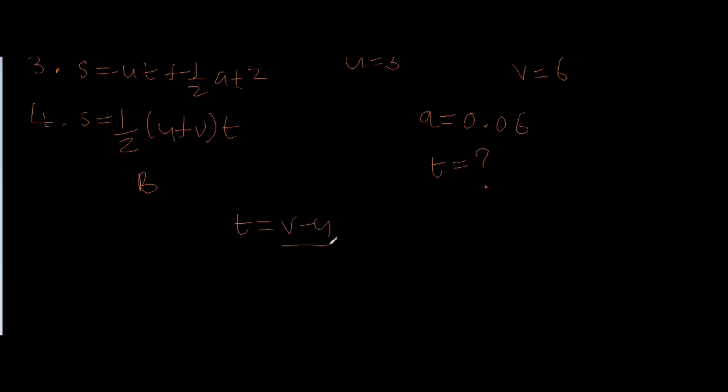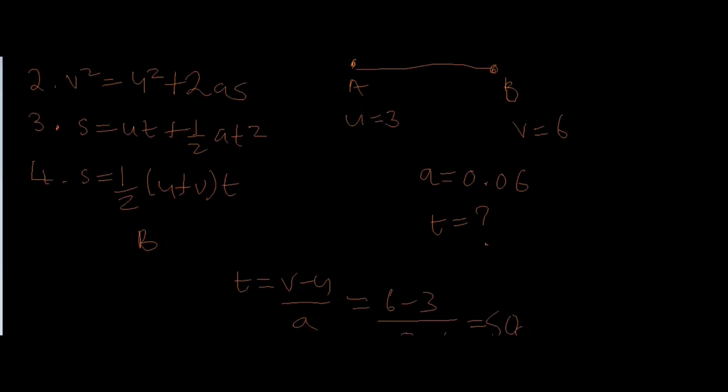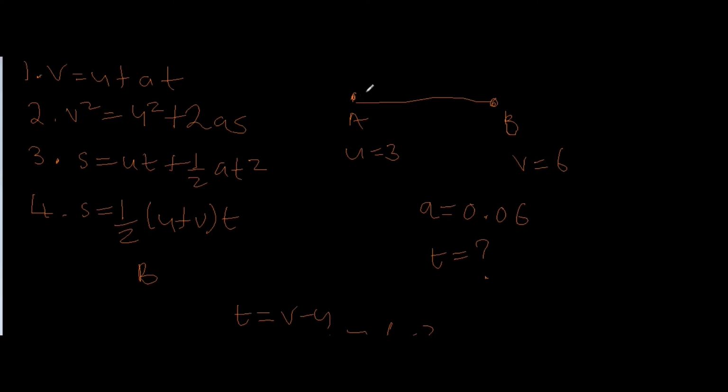So t is going to be equal to 6 minus 3 over 0.06, and that's going to give us 50 seconds. So 6 minus 3 divided by 0.06 is going to give us 50 seconds. What does that mean? It takes 50 seconds for the cyclist to travel from A to B.